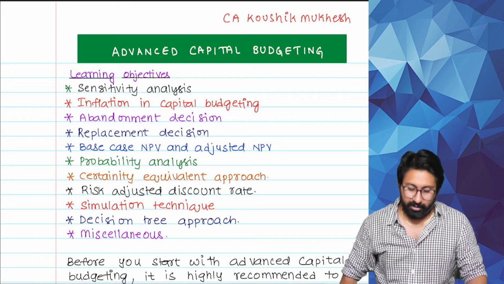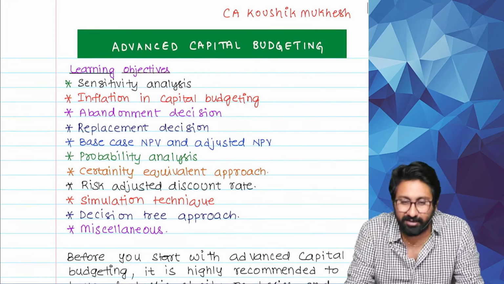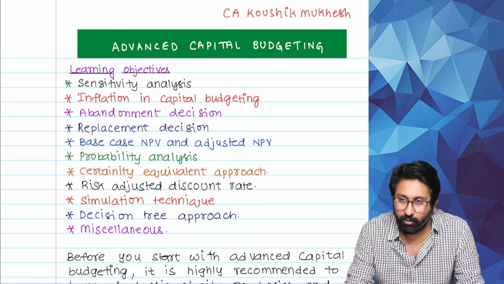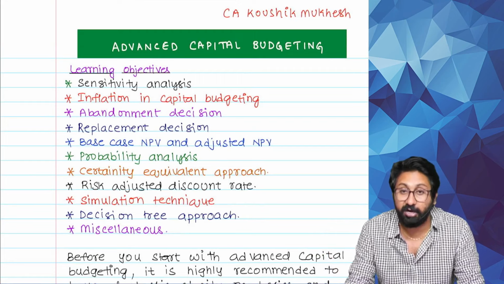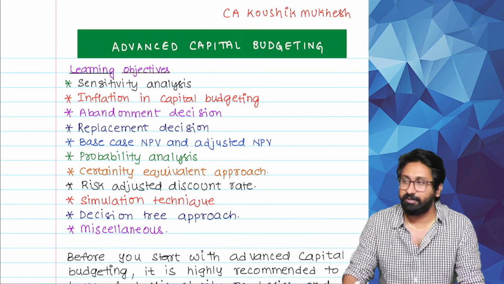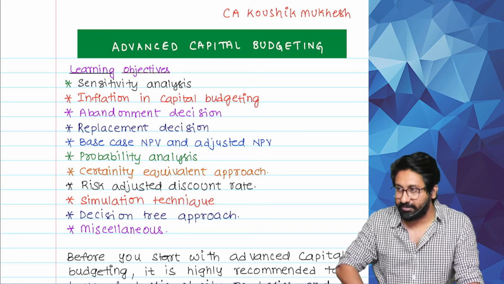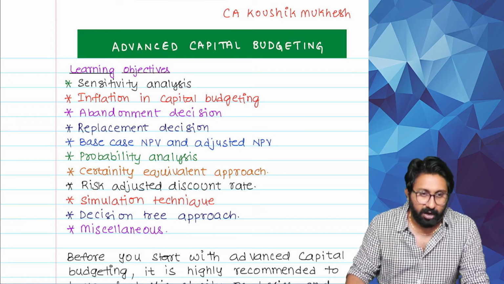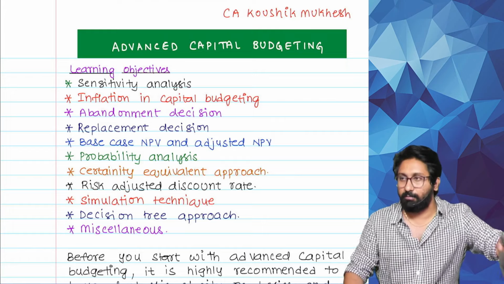Okay? So before we start, keep the heading learning objectives. One more time, please write it down. Keep the heading advanced capital budgeting. So we completed basic capital budgeting techniques. We are now moving into advanced capital budgeting techniques, which are more important for the exam.